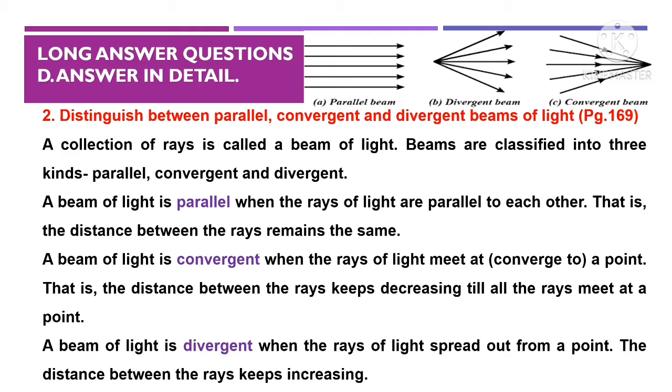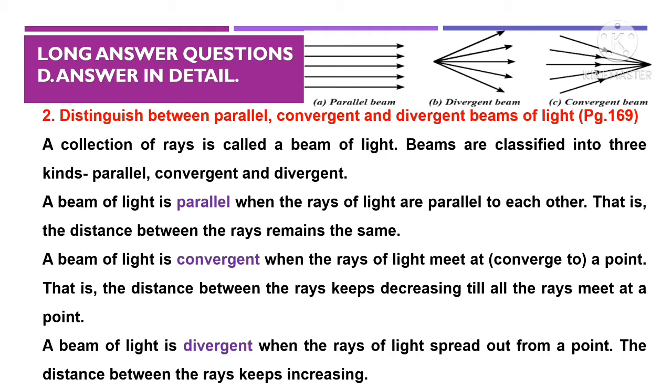Question 2. Distinguish between parallel, convergent and divergent beams of light. Answer is in page number 169, under heading ray and beam. Second para. A collection of rays is called a beam of light. Beams are classified into three kinds: parallel, convergent and divergent. A beam of light is parallel when the rays of light are parallel to each other. That is, the distance between the rays remains the same.